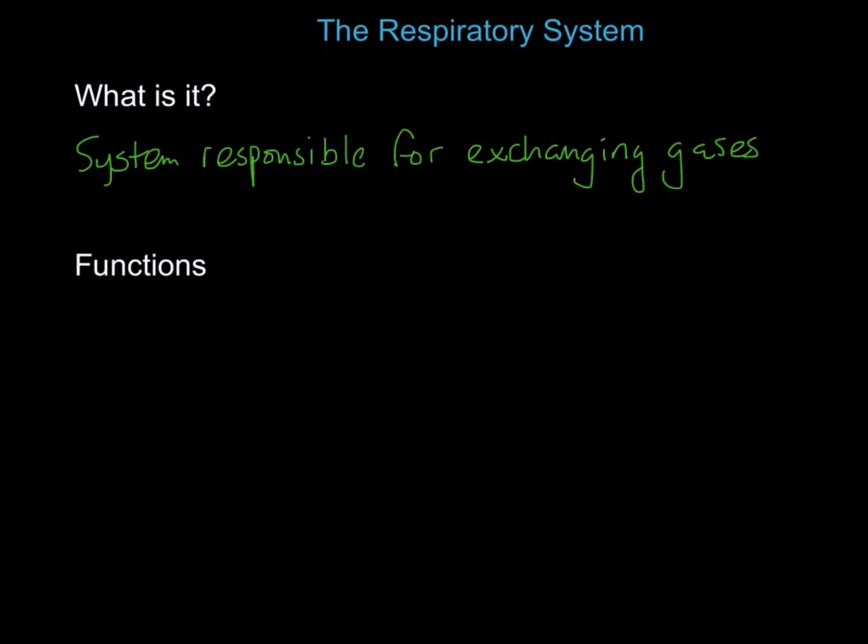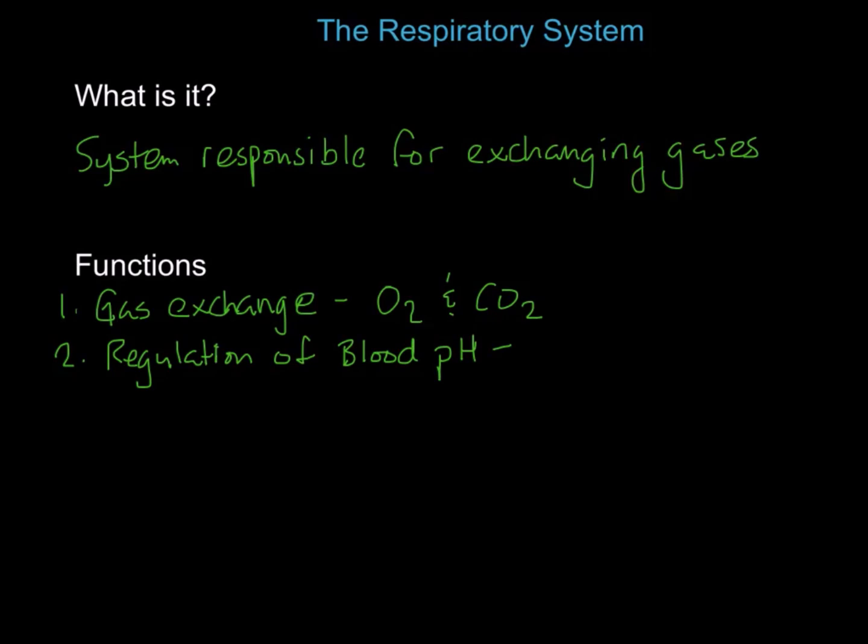The respiratory system is the system responsible for exchanging gases, and there are 5 functions of the respiratory system. The first function, and the primary function, is gas exchange, which involves the exchanging of oxygen and carbon dioxide.